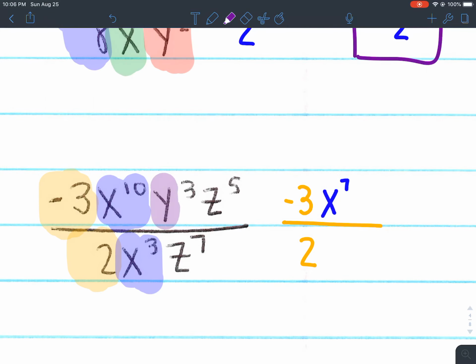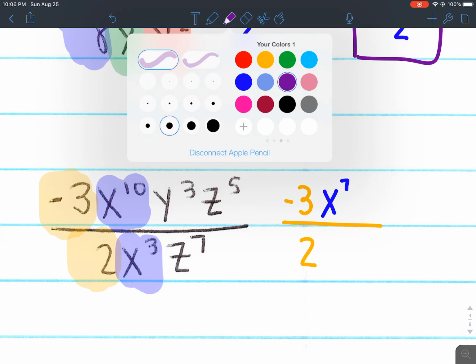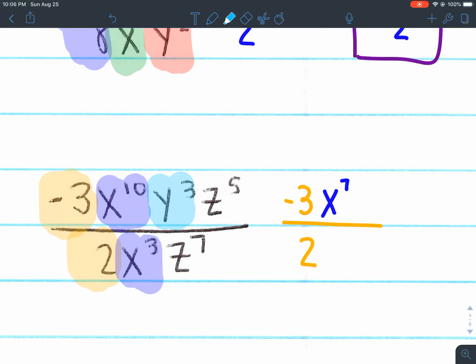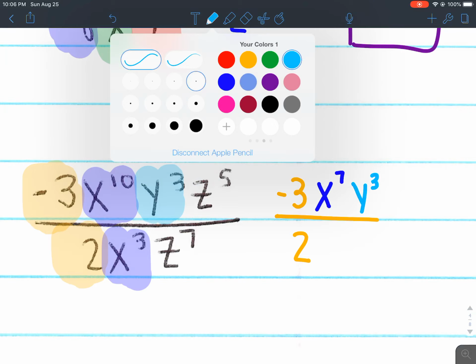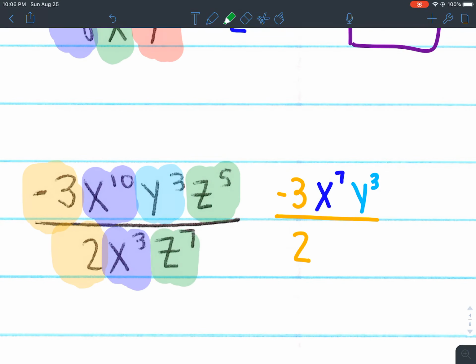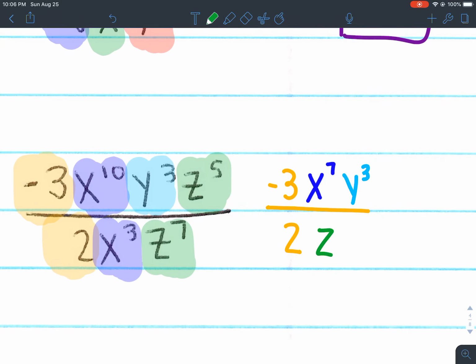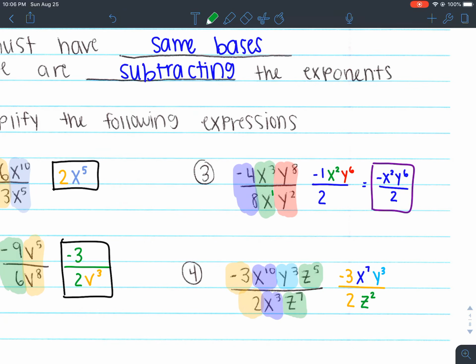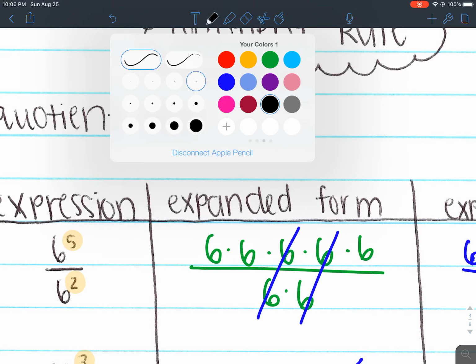The next variable that we're going to look at is, actually that's too similar in color, y to the 3rd. Y to the 3rd doesn't have any like bases anywhere else, so that just actually stays in the numerator, doesn't really do anything. Lastly, I have z to the 5th divided by z to the 7th. I have more z's in the denominator, so I know that's where they're going to live, and I have 2 more, so 7 minus 5 is 2. So again, the law is you're subtracting exponents, but again, the easier way to think about it is, well, where do I have more of that variable, or more of that base?